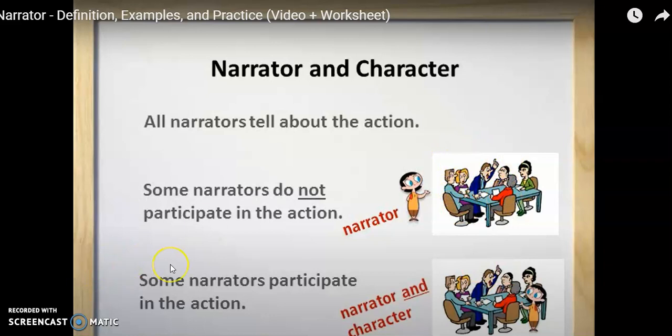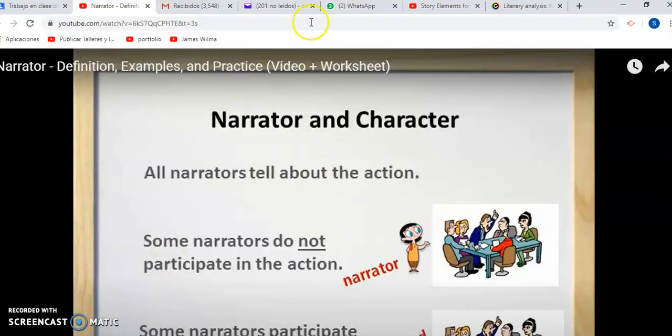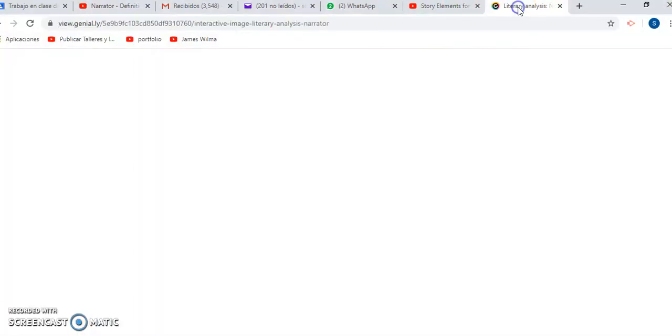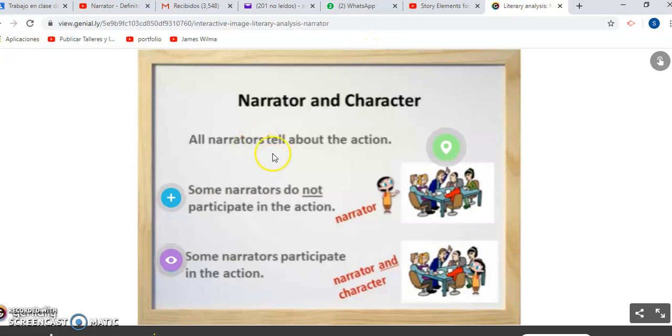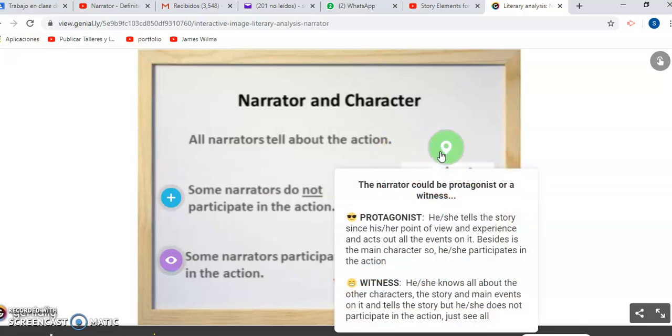We're going to see a picture where you can see the elements of the narrator more clearly. Narrator and character. All narrators tell about the action. So here you need to take into account three important elements. Please, if you have your folders, remember you have to take notes of this information. So the narrator could be a protagonist or a witness. Those are the types of narrators that we can have in a story.